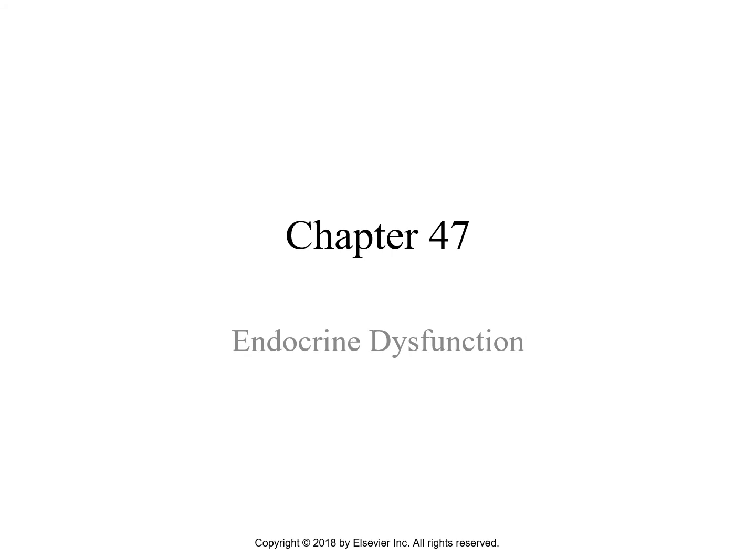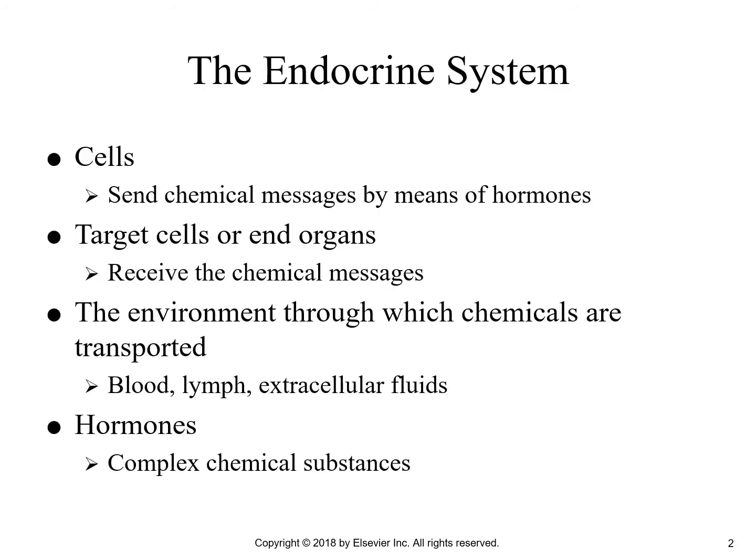Okay, this is chapter 47, endocrine dysfunction for NUR 203. The master gland of the endocrine system is the anterior pituitary gland, which is responsible for stimulation and inhibition of tropic hormones. However, some hormones, such as insulin, are regulated by other mechanisms, which we will talk about later.